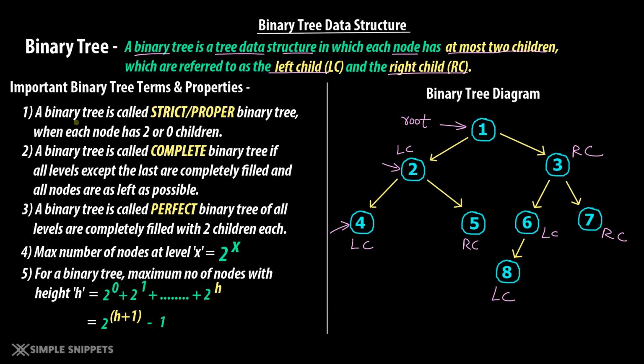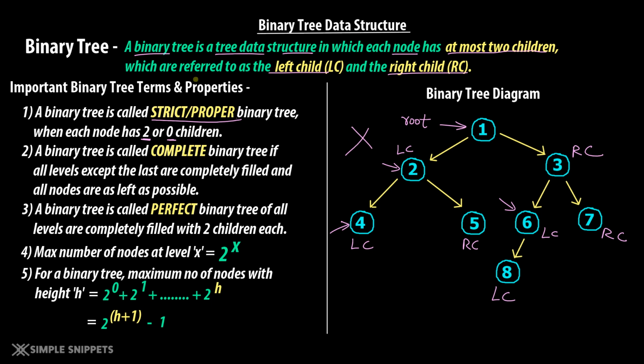So first point, a binary tree is called a strict or proper binary tree when each node has 2 or 0 children. So a variation in binary tree is a binary tree is called a strict or a proper binary tree when each node has 2 or 0 children. So currently in our example, you can see that this node 6 has one child. So hence it is not a strict or proper binary tree. So what can be a strict or proper binary tree?